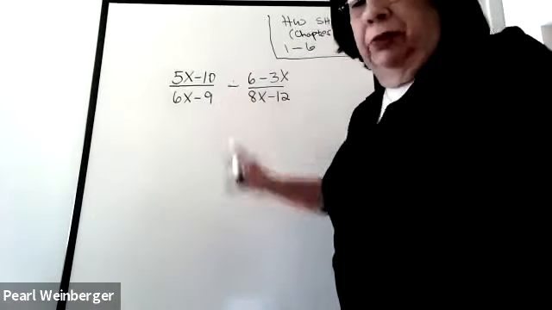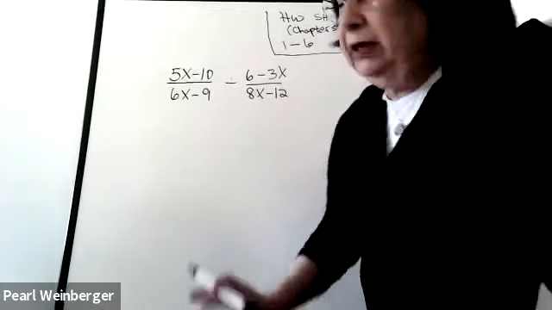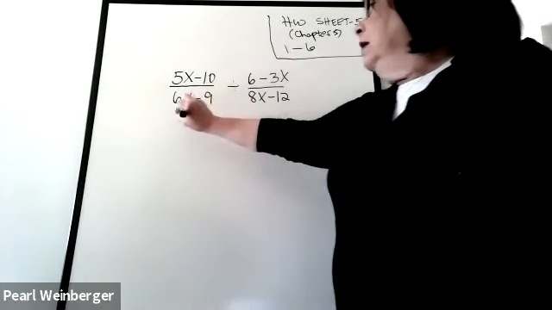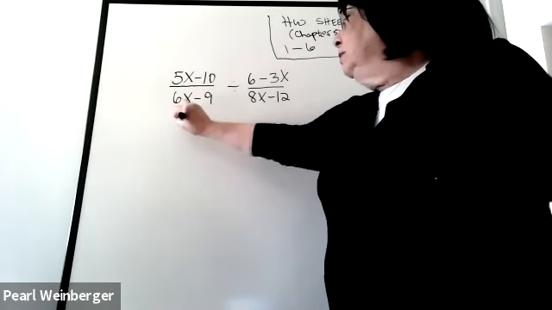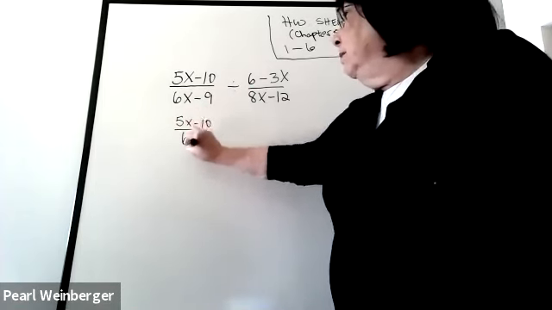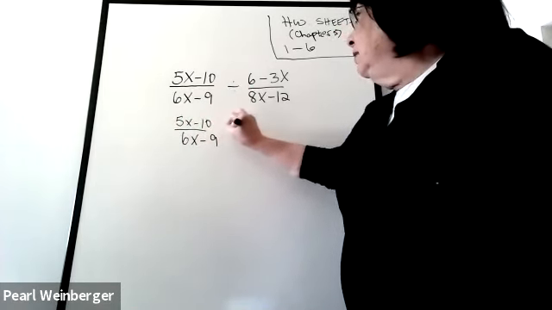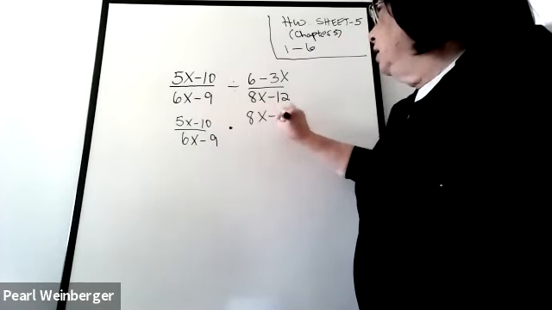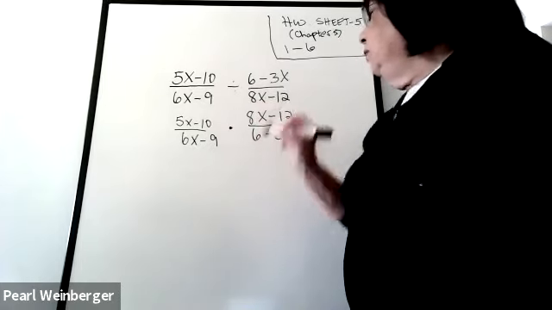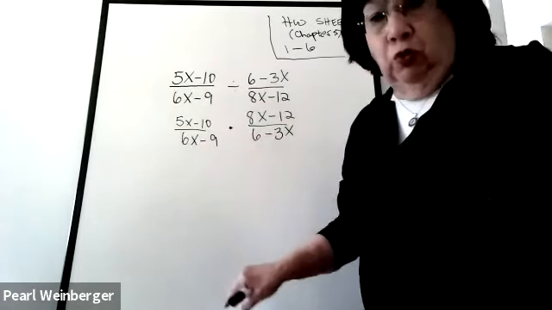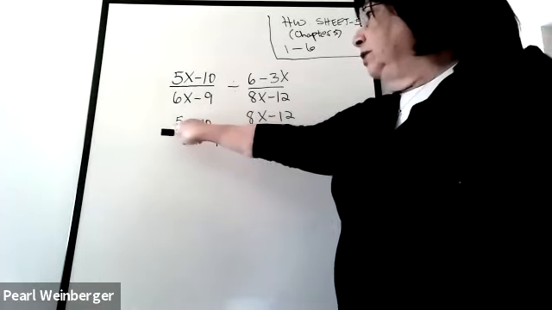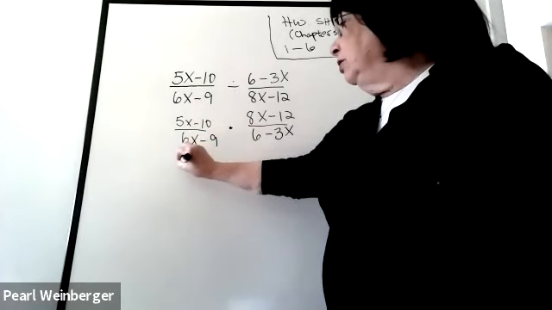Since this is a division problem, the first thing we want to do is flip the second fraction. This becomes (5x minus 10) over (6x minus 9) times (8x minus 12) over (6 minus 3x). And now we want to factor each one of these numerators and denominators. Now the 5x minus 10 has a common factor of 5.